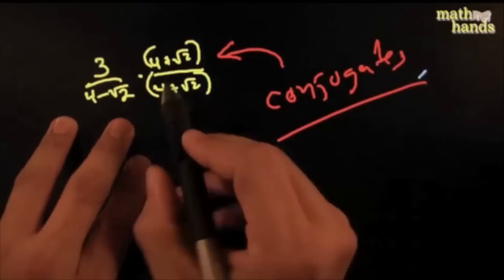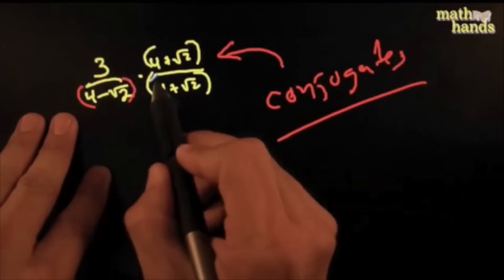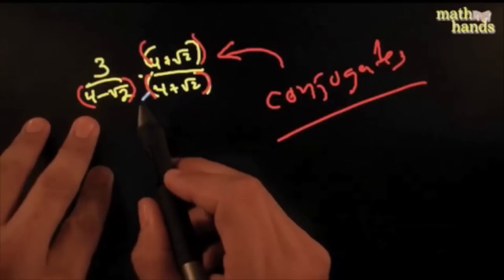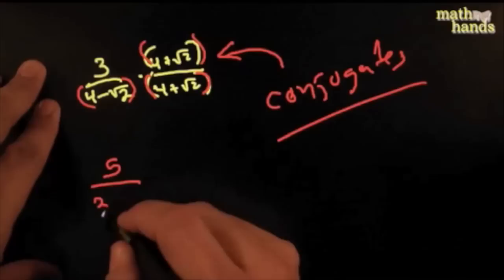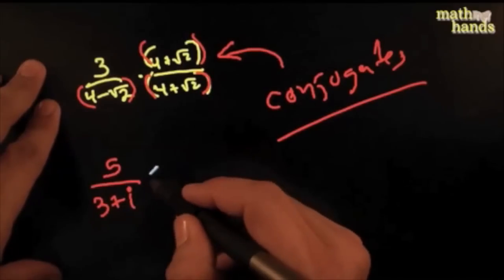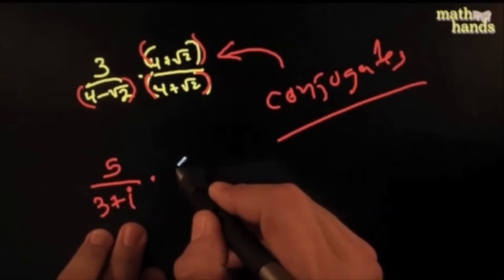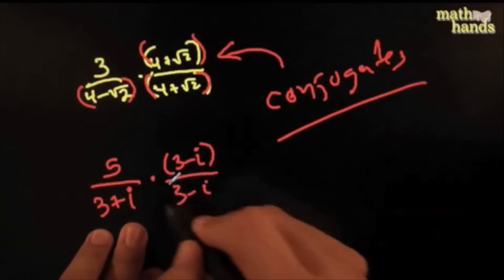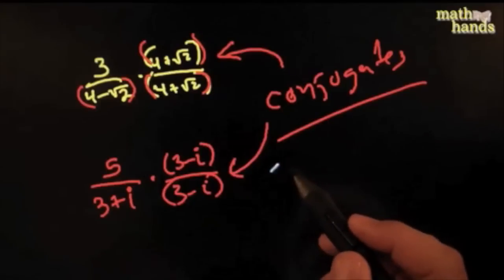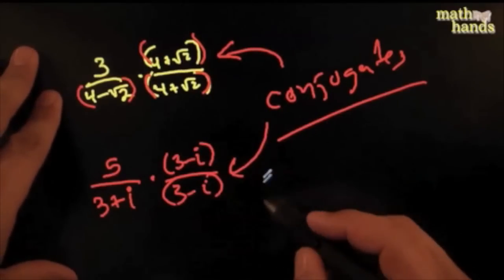Conjugates save the day. You look at the bottom here and you pick the conjugate and you multiply top and bottom by the conjugate. And you didn't just do it then, you also did it with complex numbers. If you have 5 over 3 plus i, and you needed to write it in standard form, you would multiply top and bottom by the conjugate. In this case, it would be 3 minus i. So again, the conjugates.